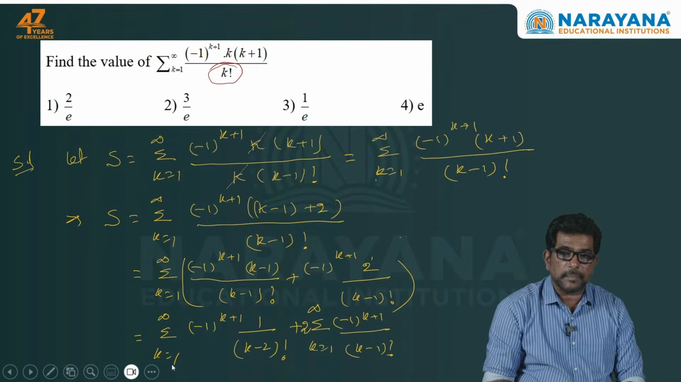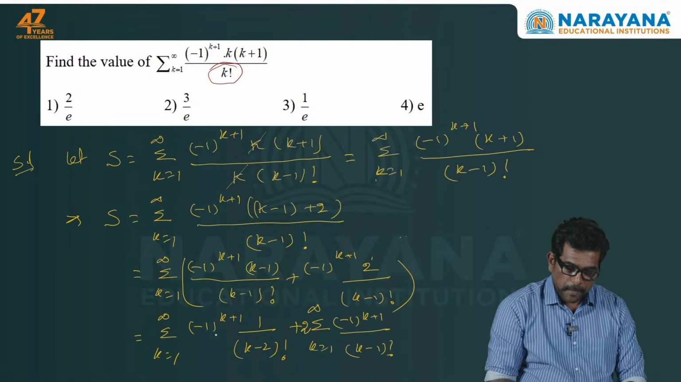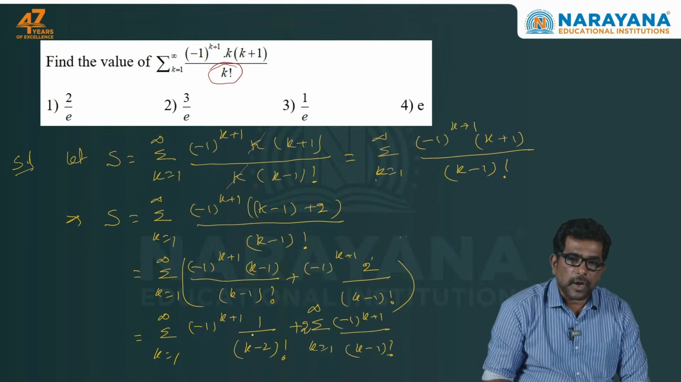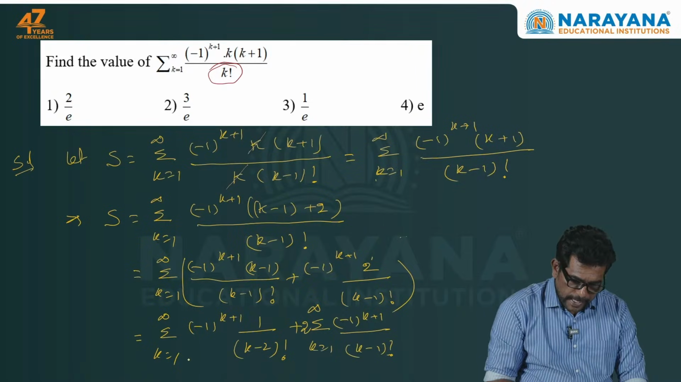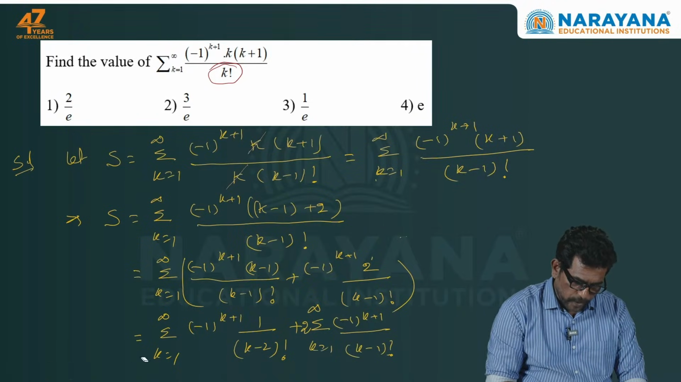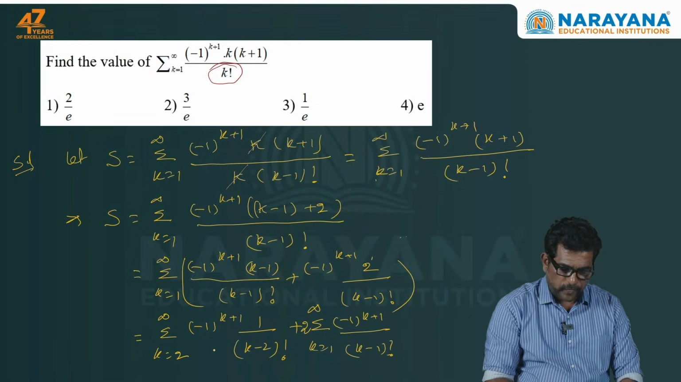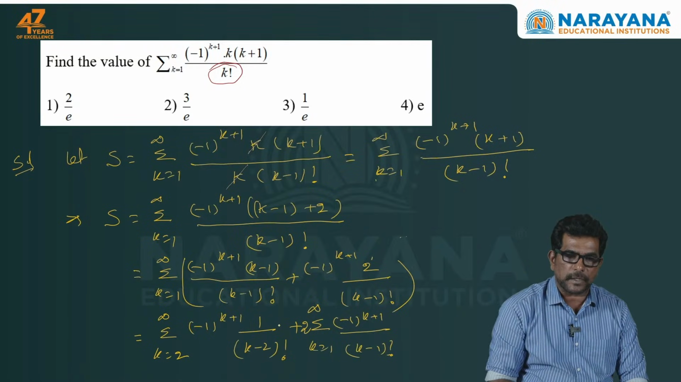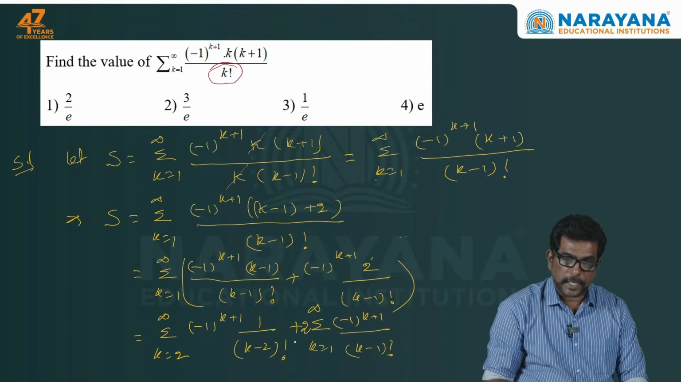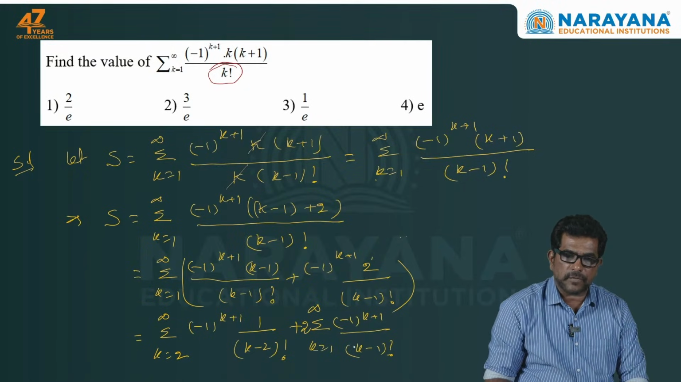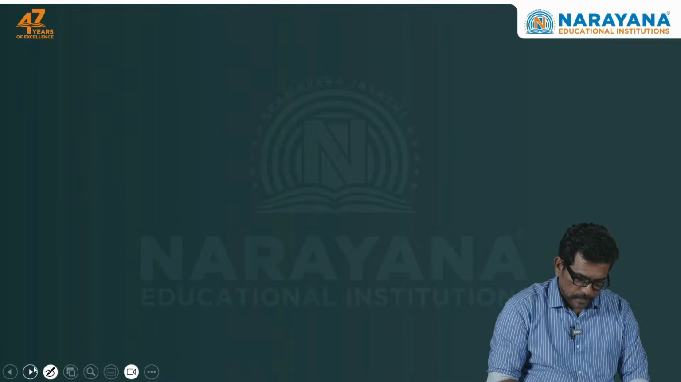The first one is summation k equals 1 to infinity (-1)^(k+1) upon (k-2)!. Now the factorial is defined for non-negative integers. That's why here we are going to rewrite the k values from 2 to infinity: (-1)^(k+1)/(k-2)! plus 2 times summation k equals 1 to infinity (-1)^(k+1)/(k-1)!. Separately, I am going to write this one.